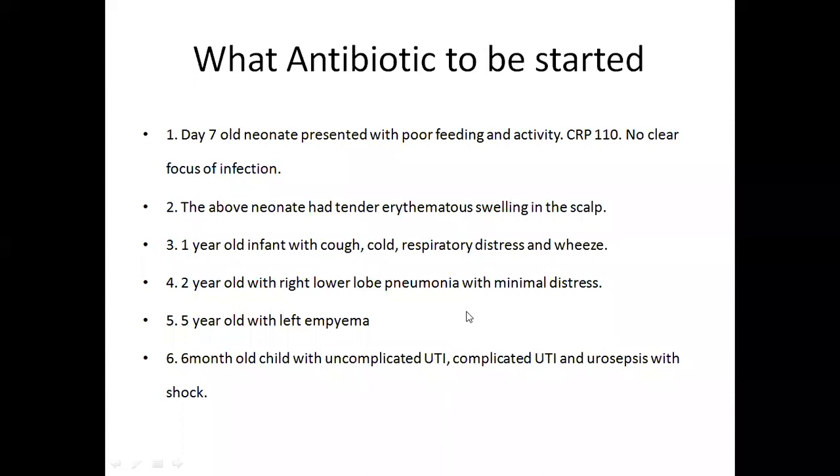So third question: a 1-year-old infant with cough, cold, respiratory distress, and wheeze. Do we need antibiotic here? No, sir. It's bronchiolitis, so better no role of antibiotics. So we did a CRP for this child. CRP came out as 60. So ideally, no need to do CRP. CRP came as 60 or 70. No fever, sir. Fevers are there. I'll go with cefuroxime, sir.